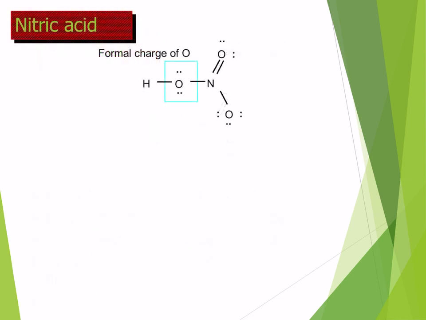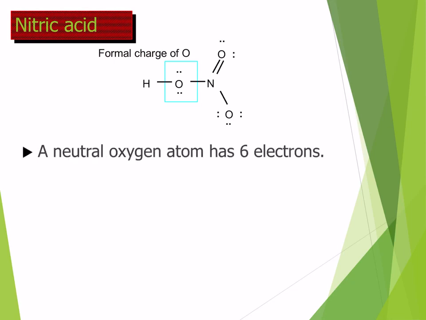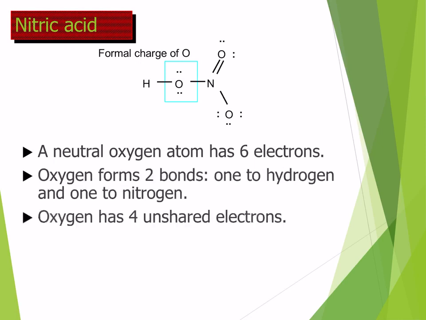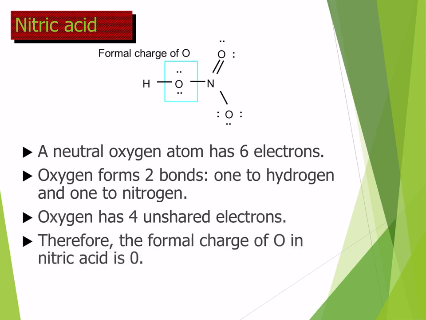Normally we'll go through these structures and write the formal charges on the atoms. You do not have to write zeros though, that's redundant. So if we look at this oxygen, normally oxygen has 6 valence electrons. Right now this oxygen is forming 2 bonds. It's got 1 going to hydrogen, 1 going to nitrogen, and it has 4 unshared electrons, 2 on the top, 2 on the bottom. So the formal charge on this oxygen is 0 because we took our 6 electrons, subtracted our 2 bonds, subtracted our 4 unshared electrons, and we get 0.